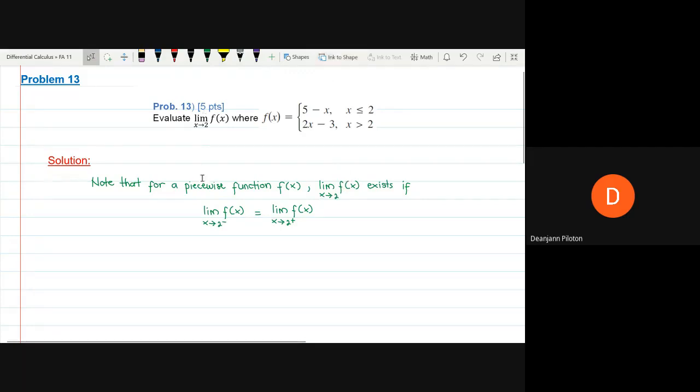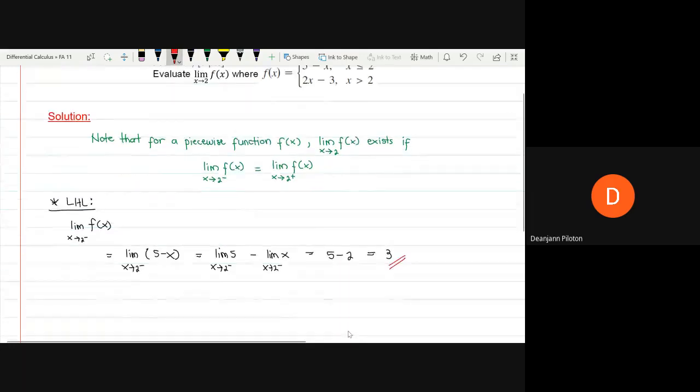So our approach is to solve them one by one. We can start with the left-hand limit. The limit of f of x as x approaches 2 from the left. We use the equation for x less than or equal to 2, so we have the limit of 5 minus x as x approaches 2 from the left. Then apply one limit theorem at a time: the limit of 5 as x approaches 2 from the left minus the limit of x. So we have 5 minus 2, which is 3. The left-hand limit is equal to 3. If the question were only the left-hand limit, that would be the answer.